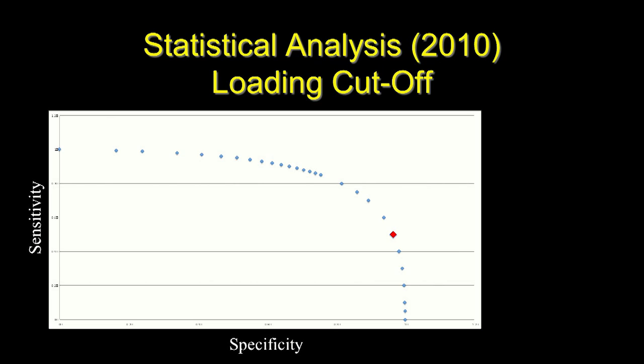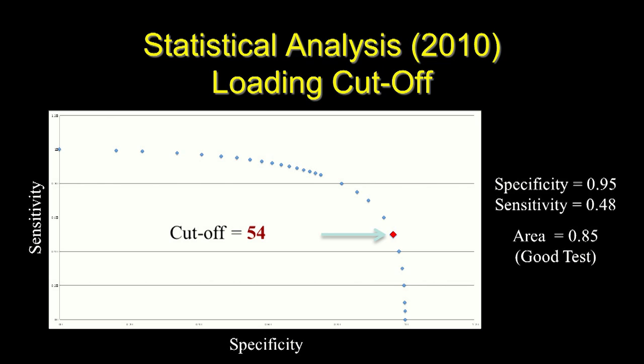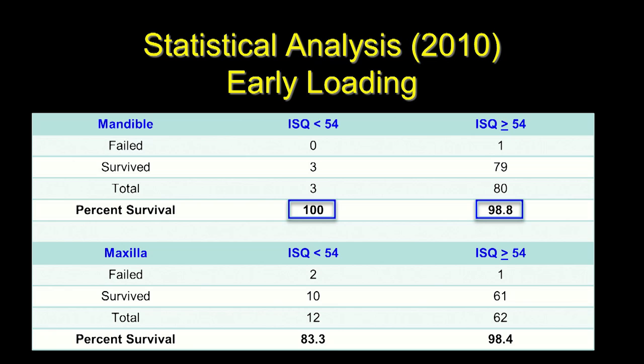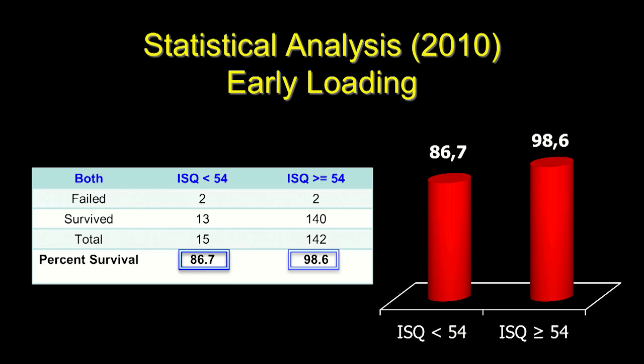So with this new cutoff number of 54, we see that, as far as loading is concerned, the specificity is again up to 0.95, and sensitivity has dropped down to 0.48. As far as early loading, again, we saw this similar type of response with our ISQ value cutoff number of 54. Again, combining the two, you're seeing 86.7 and 98.6 when the cutoff value was 54.